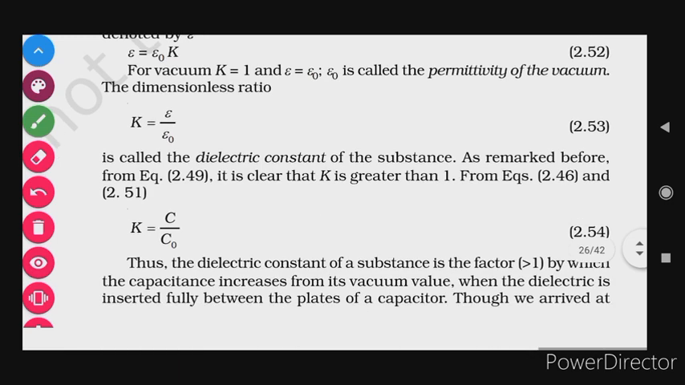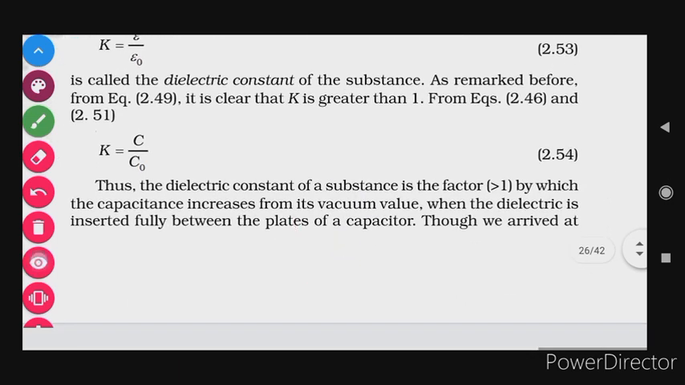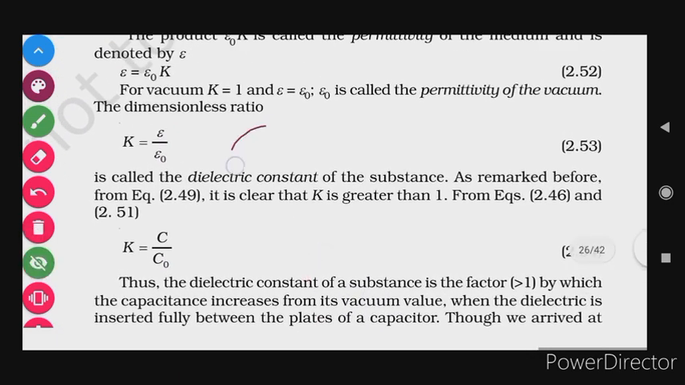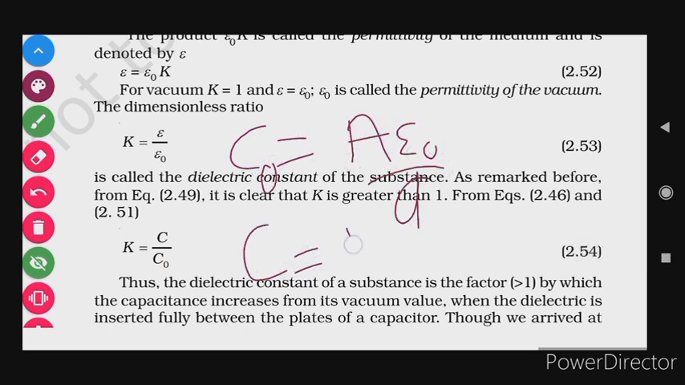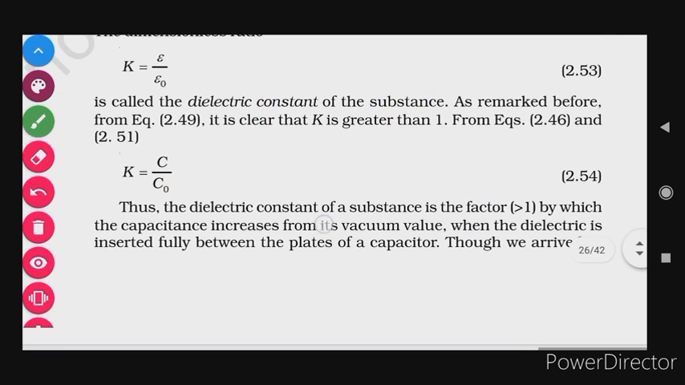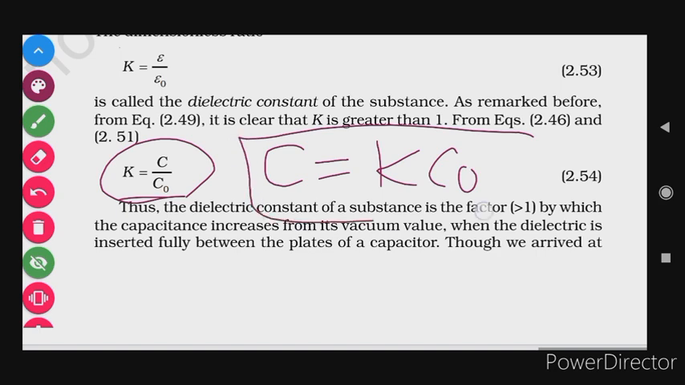So this is k, and now from this, as I told you, C is what? C naught was A epsilon naught upon d, and C is k A epsilon naught upon d. When I divide these two, I get k. So from here you can also see C is equal to k C naught. You can say the capacitance of the capacitor when a dielectric of dielectric constant k is introduced is increased by k times, okay.